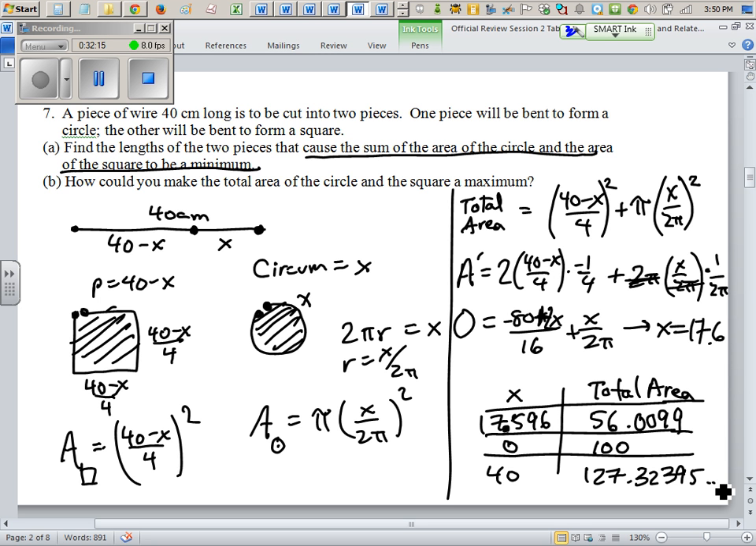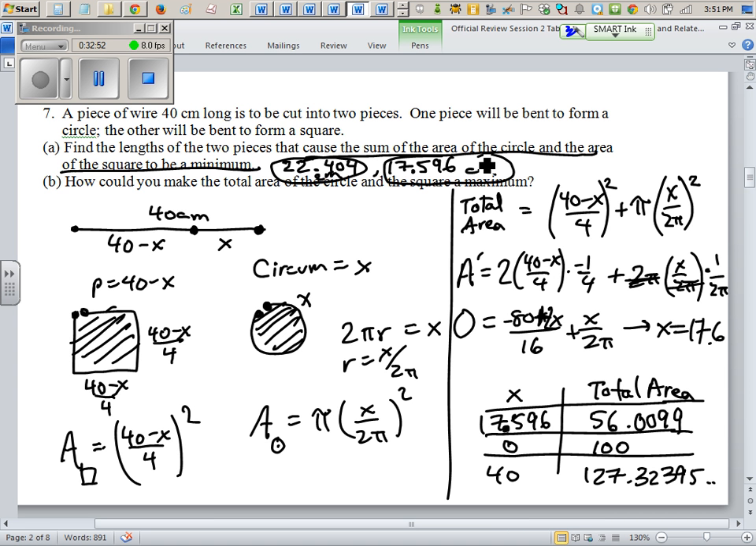All right, so let's write down our two answers for part A. 22.404 and 17.596 centimeters. So this is a very real life problem where someone might actually give you a piece of wire 40 centimeters long and say, please make a circle and a square, but I want as little area as possible. I want to paint these shapes when you're done, or cover them with cellophane, but I don't have much cellophane. You know, please make it small. So this is what you want to do, 17.596.